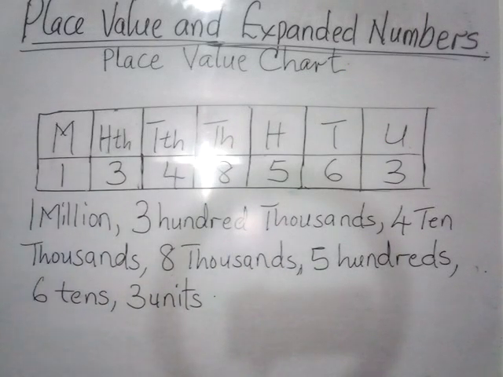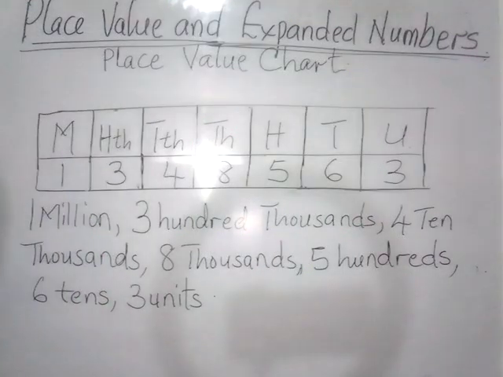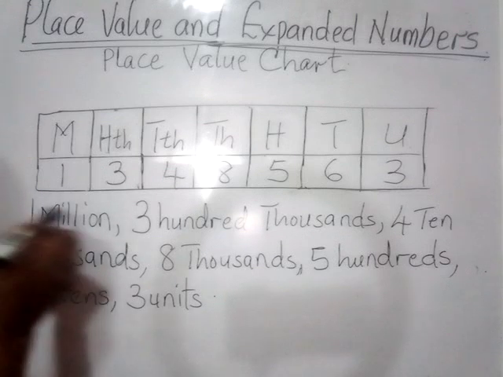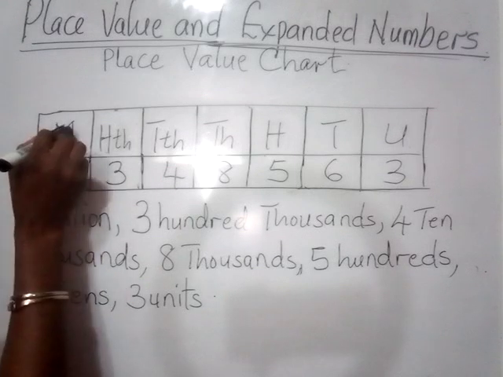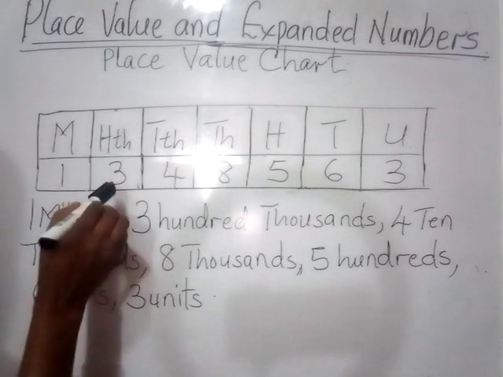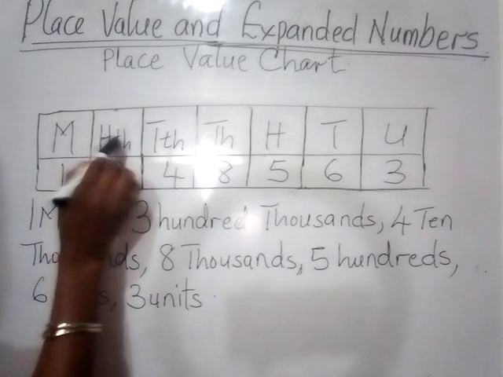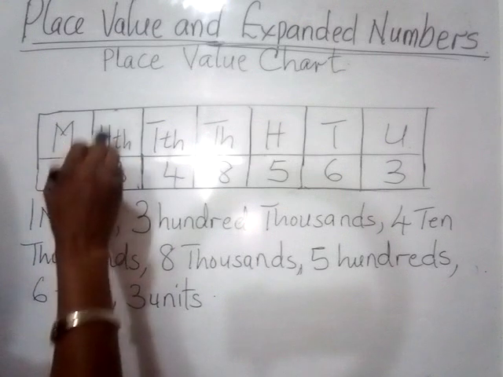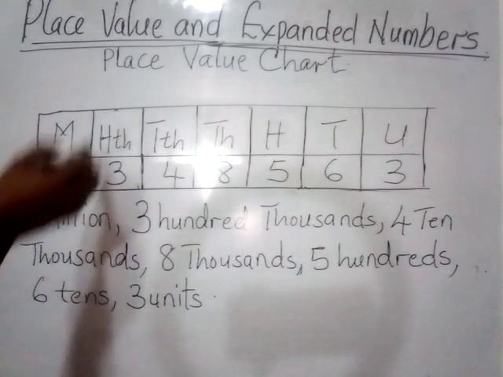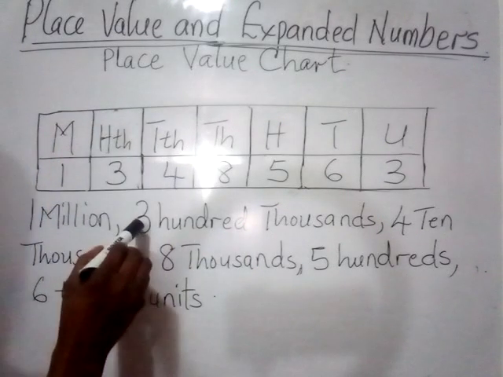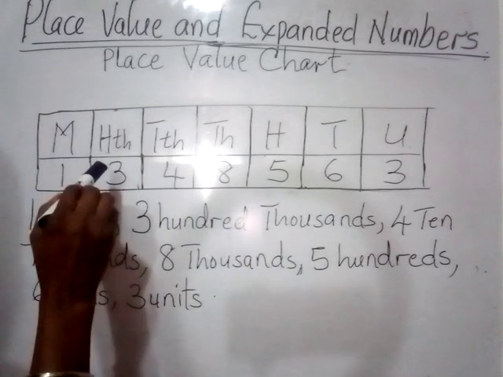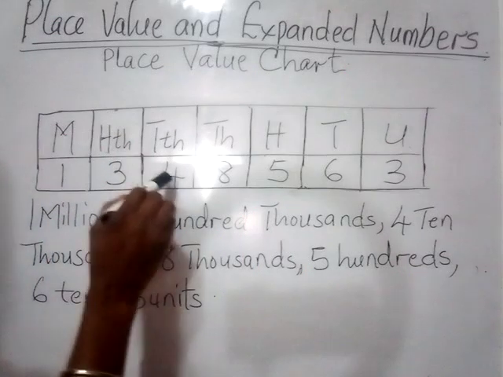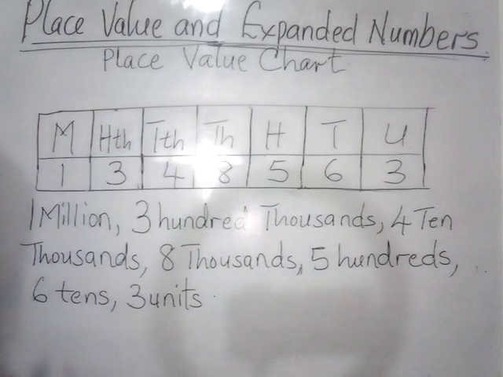So for the first one here, 1 is in the position of million. So you have 1 million. The 3 is in the position of hundreds of thousands. You call it 100,000s or hundreds of thousands. So 3 is in the position of 100,000, so it is 300,000. Then 4 is in the position of tens of thousands.